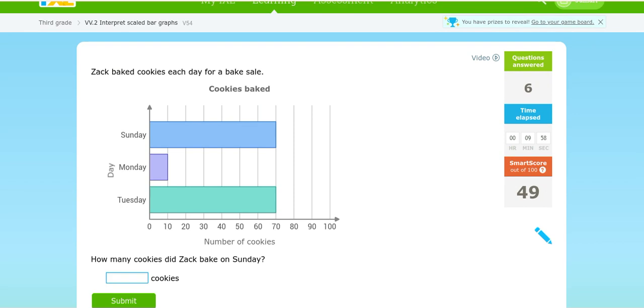It says Zach baked cookies each day for a bake sale. Cookies baked. The days: Sunday, Monday, Tuesday. And these are the scales. You can read it if you want. How many cookies did Zach bake on Sunday? Blank cookies. Think about it. Share it.